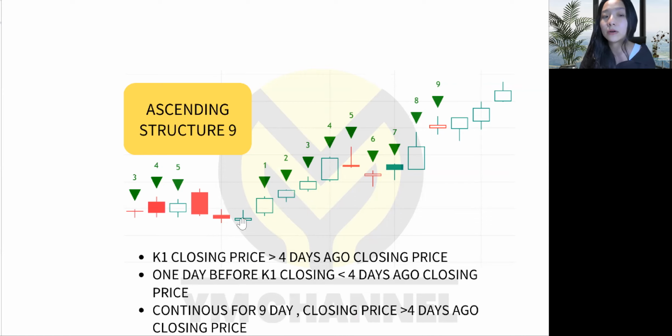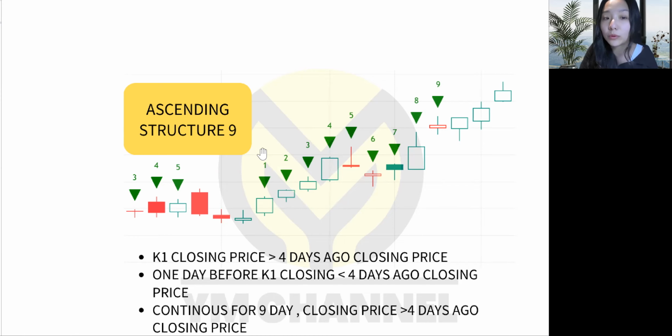You see here? Higher than 4 days ago. And this one, the closing price, higher than 4 days ago. This one, higher than 4 days ago. Again, this one, higher than 4 days ago here, right? And this one, the closing price is higher than the closing price here. So it means this is a nice structure, okay?